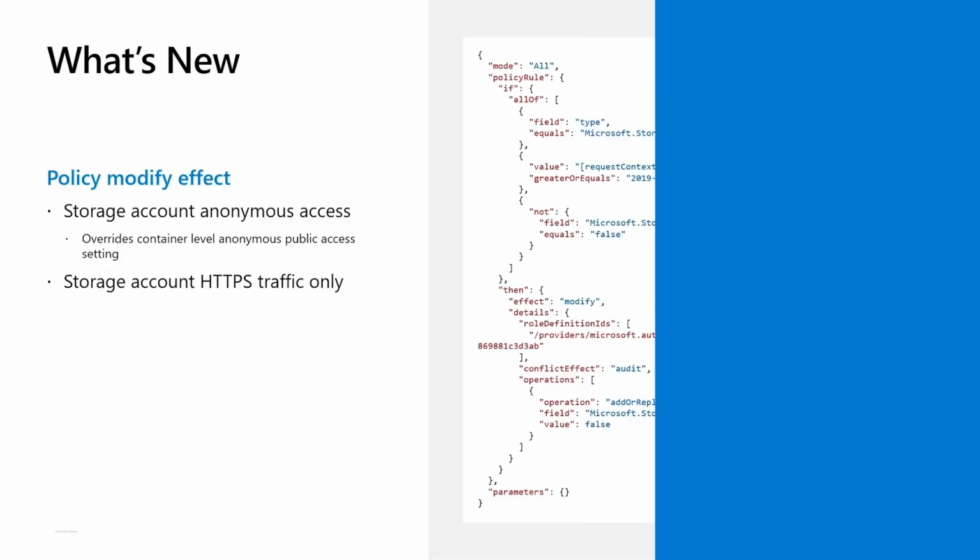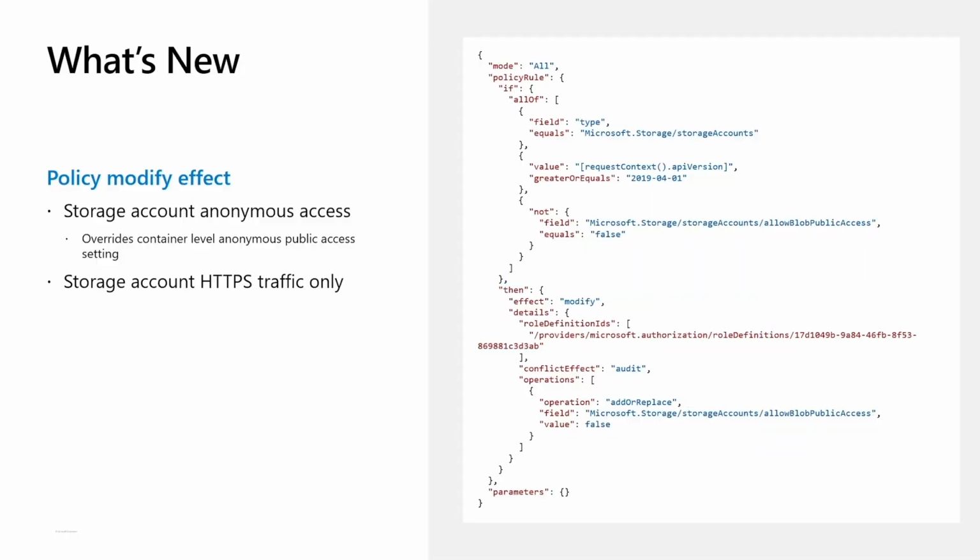Now let's talk about the modify effect. We released the modify effect towards the end of last year, and we have seen a lot of you leveraging it to ensure there is uniformity in the way your tags are configured across the enterprise, which is really awesome. Now we have extended the policy effect to directly remediate the storage account properties of anonymous access and HTTPS traffic.